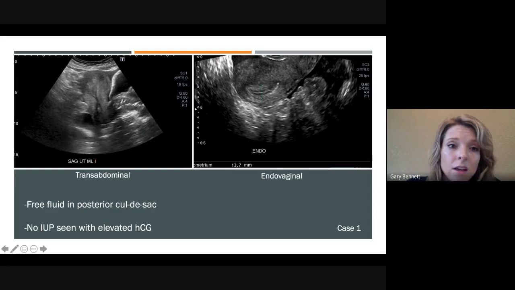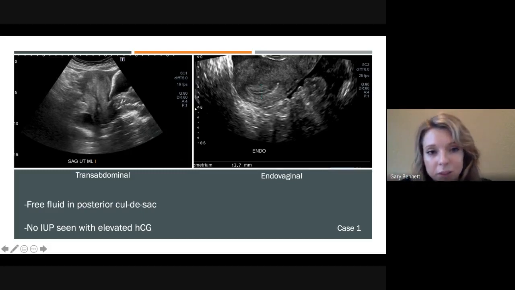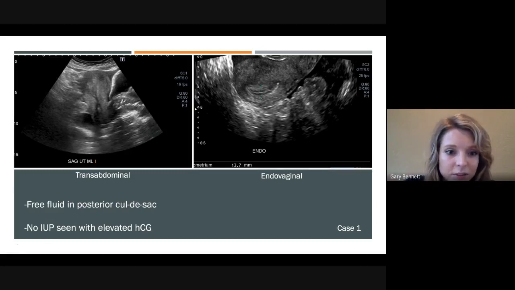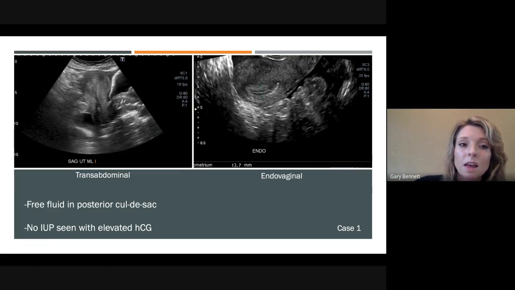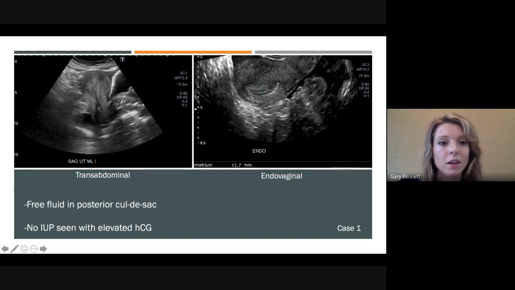Ideally, this bladder would be distended all the way down, which would cause the fundus of the uterus to stretch out, and you would be able to see that endometrial lining a lot better, which we do not see here in this image.